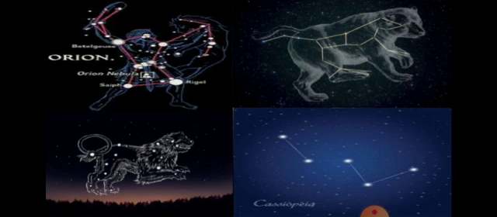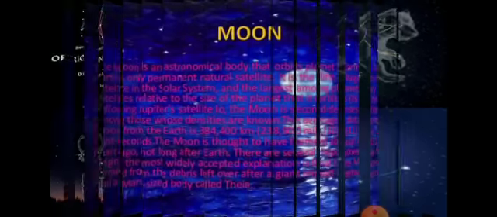So the Cassiopeia constellation looks like a distorted letter W or M, and this constellation is thought to represent an ancient queen named Cassiopeia seated on a chair. This constellation is visible during the winter season in the early part of the night. So this is about the different types of constellations.